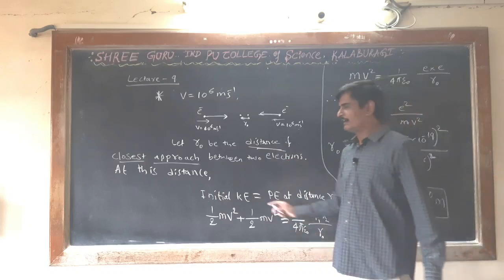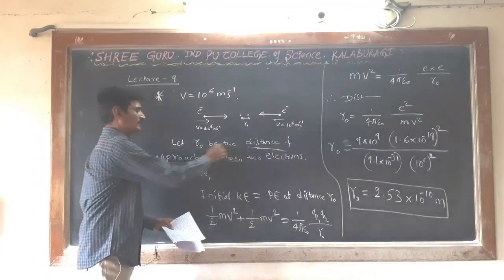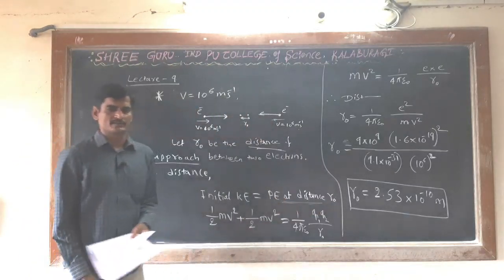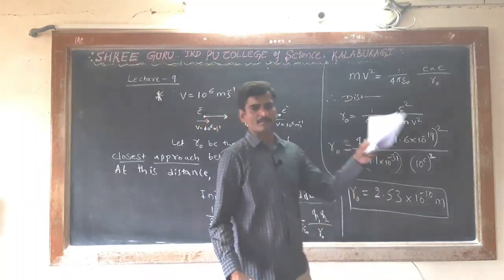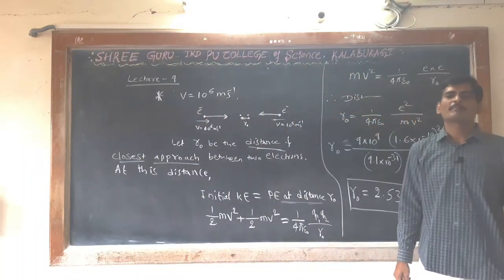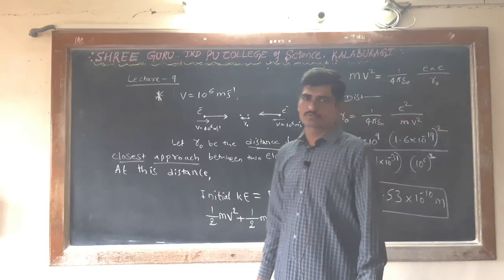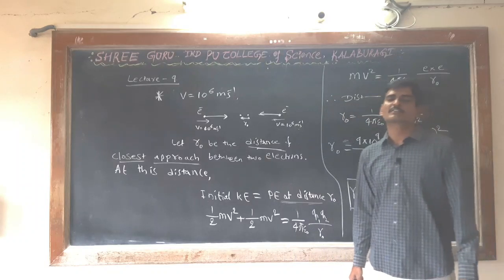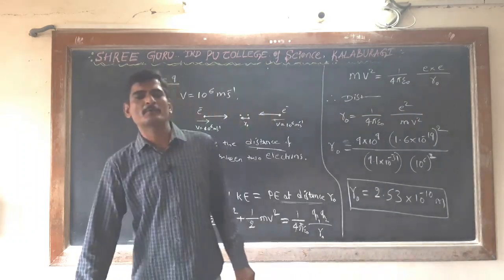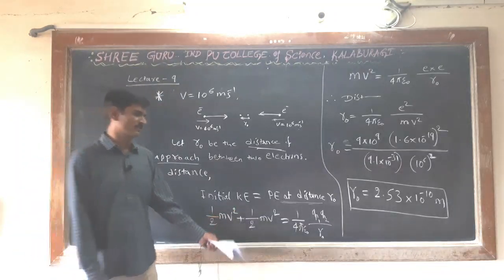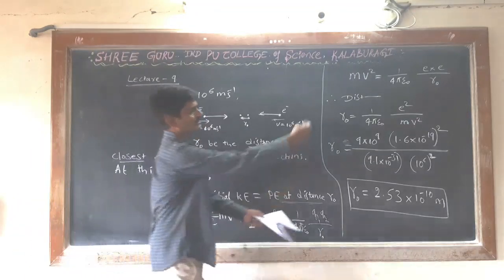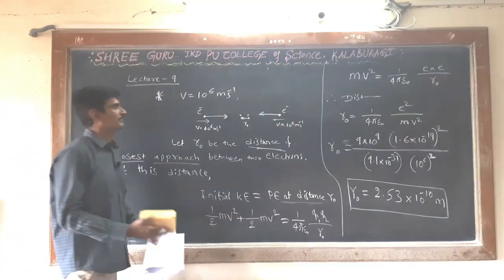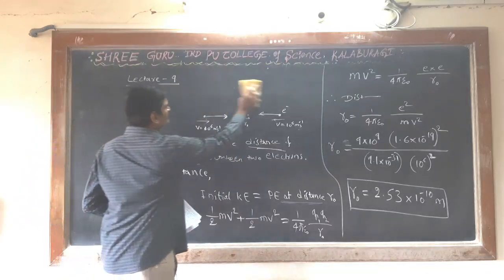It will come there, and here we are solving it. We are finding the distance of closest approach by using the potential energy of a system of two charges. The potential energy of a system of two charges can be used to determine the distance of closest approach between two charged particles. Understood? This is an application, and I have shown how to do it. You must try to do some other similar problems. Okay. Next problem.